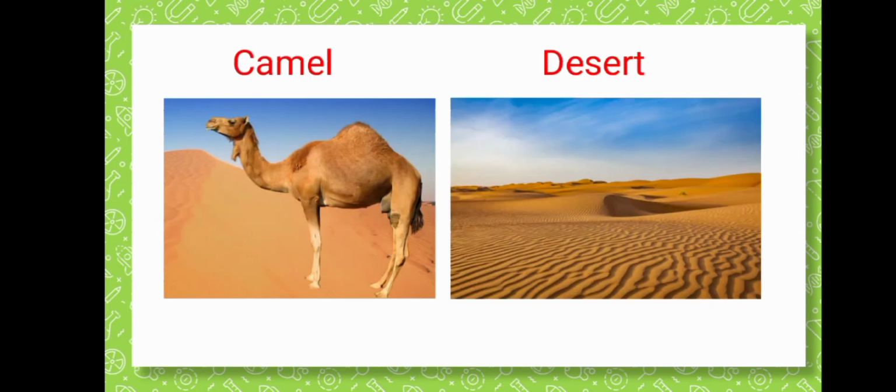A camel lives in the desert. A desert is a very hot place that doesn't have a lot of food or a lot of water. So the camel needs to adapt to that. Let's see how a camel can adapt to living in the desert.